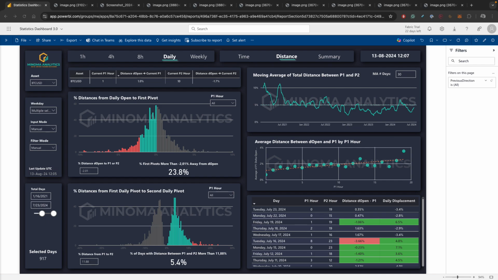All right, guys, now that we know how to read this graph and how to read this metric, we're going to dive into how to use the percent of first pivots more than X% away from daily open, this metric, to determine the likelihood of P1 holding. A couple of announcements before we do.